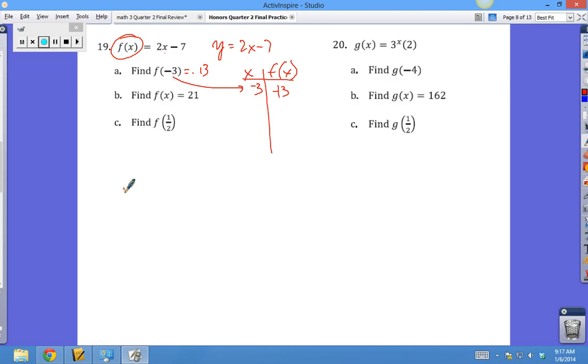Okay, now look, they give you the answer. F of x is 21. They're giving you the y, and they want to know what the x is. So take 21, plug it in for y. 21 equals 2x minus 7.